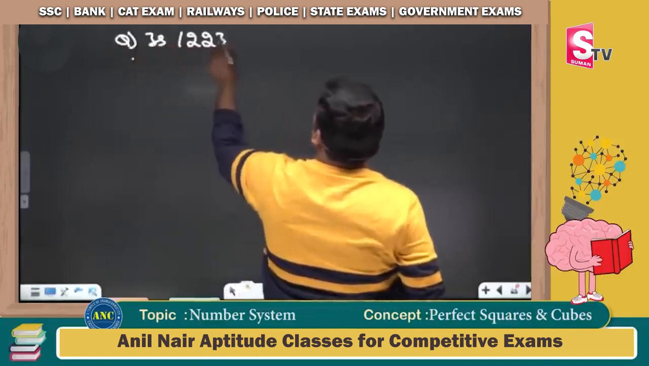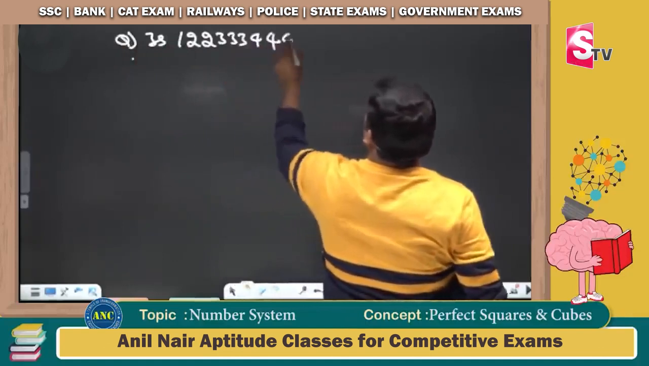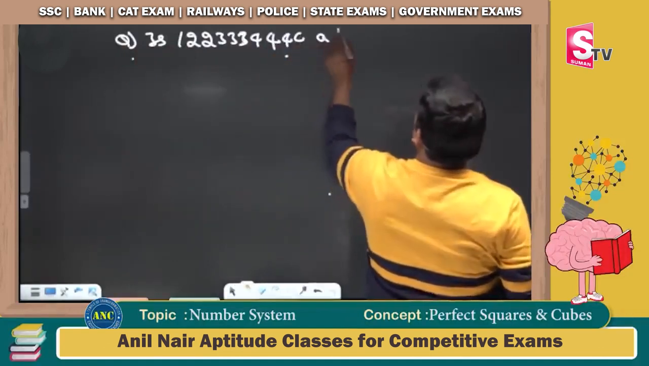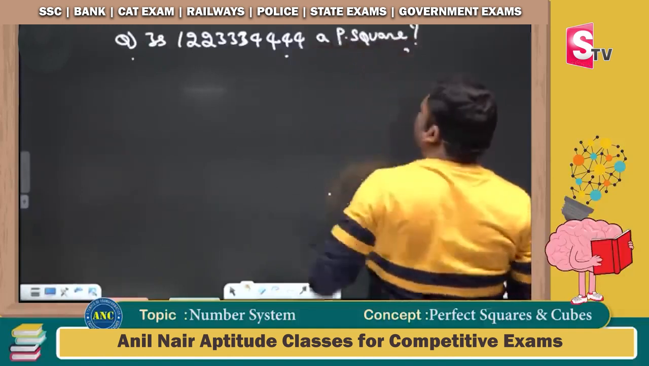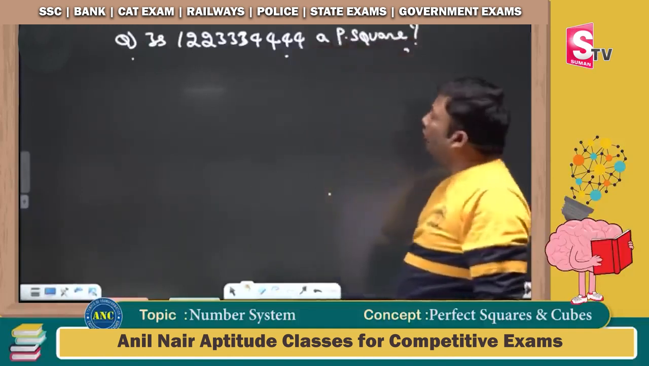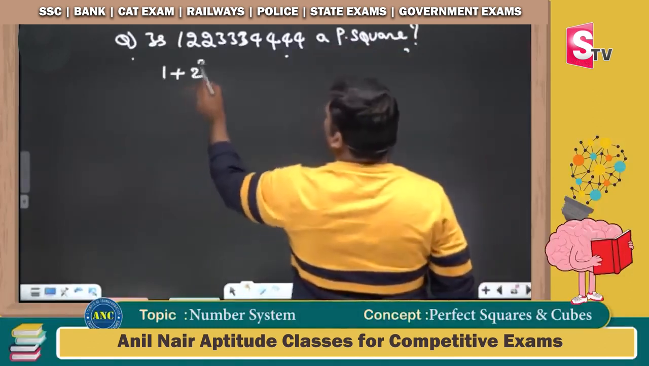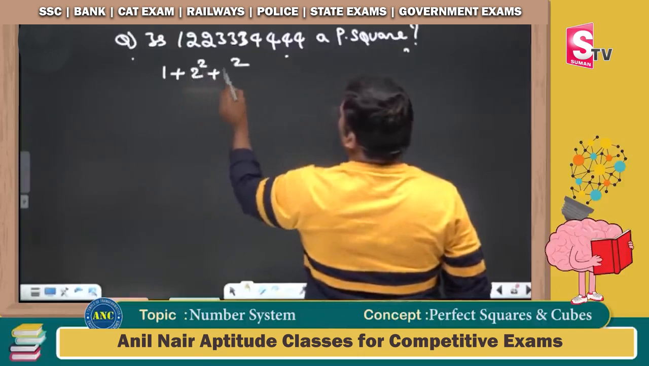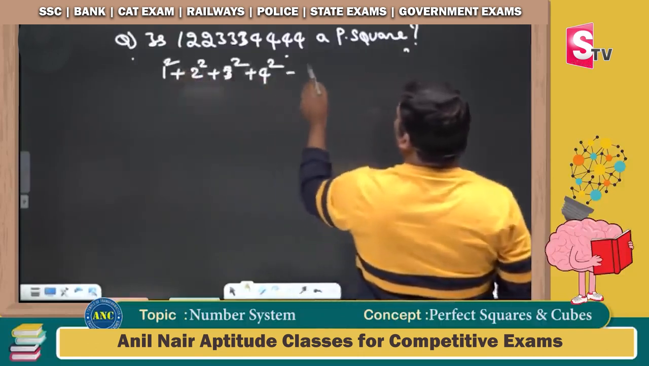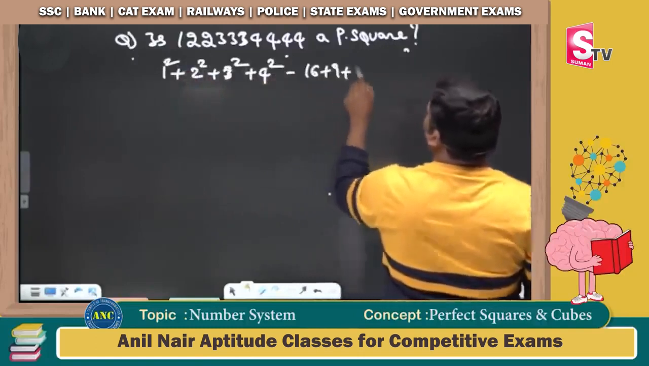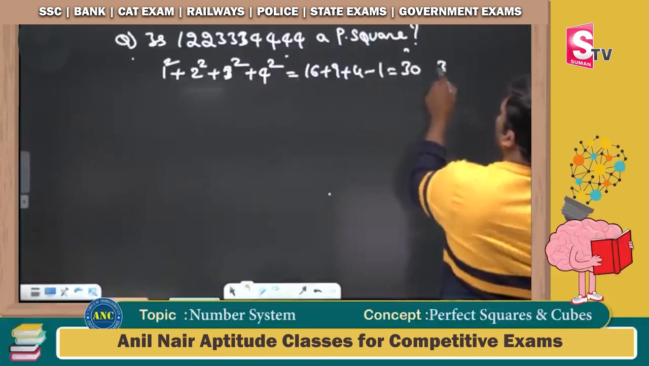Is 122 333 44444 a perfect square? This is nothing but 1 plus 2 plus 2 square, 3 plus 3 square, next is 4 square. These are nothing but 16 plus 9 plus 4 plus 1. These are 30. Again, the digital sum is 3.